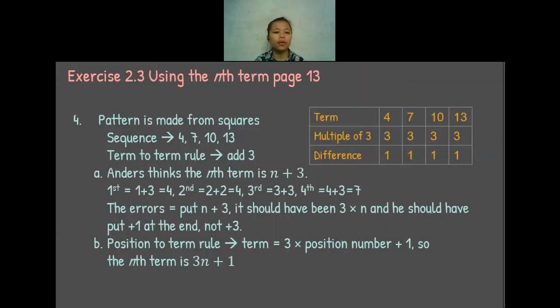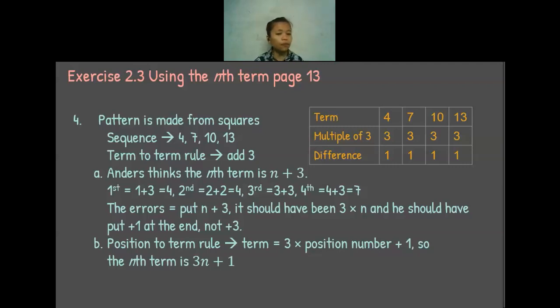For question 4, the pattern is made from squares. There are 4 patterns: pattern 1, pattern 2, pattern 3, and pattern 4. Here, I will just treat it as a sequence. I count how many squares there are in each pattern, so I have the sequence 4, 7, 10, 13. For the term to term rule, it will be add 3. From 4 into 7, we add 3. From 7 into 10, we add 3. 10 into 13, we add 3.